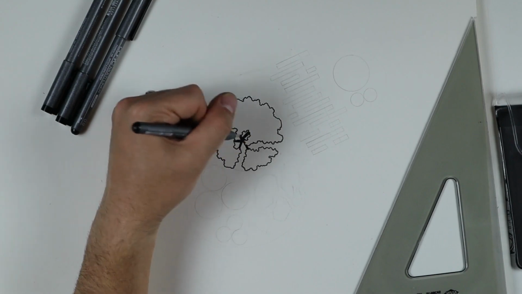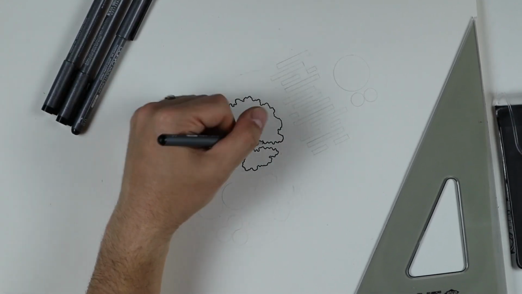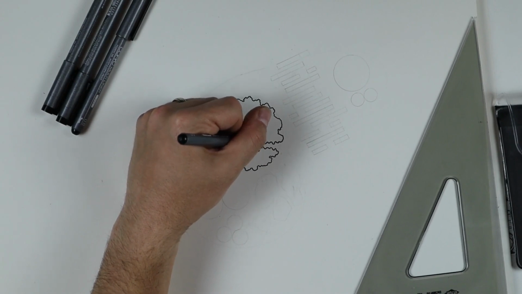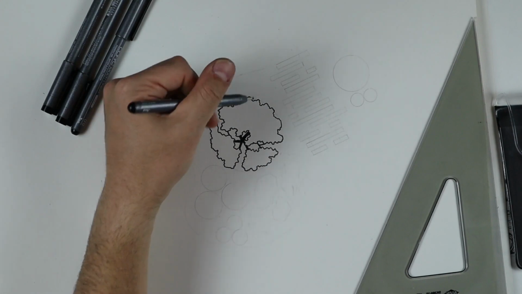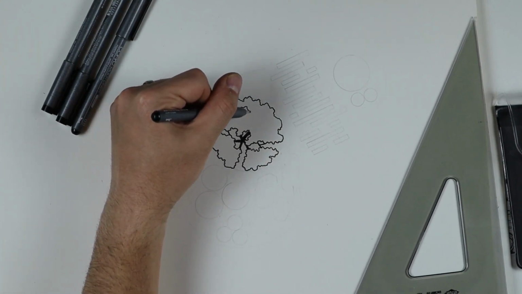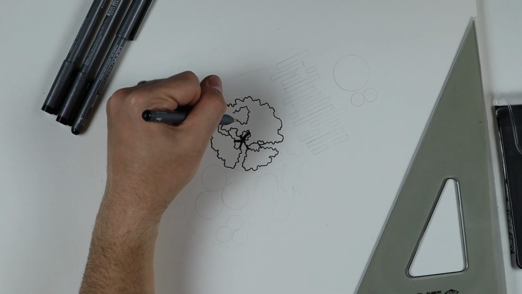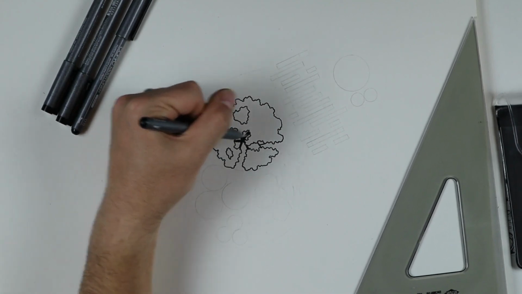Nice heavy, thick branching structure there. Thinner here. And then I'm going to come in and cut out the canopy here. Cut out the canopy here.